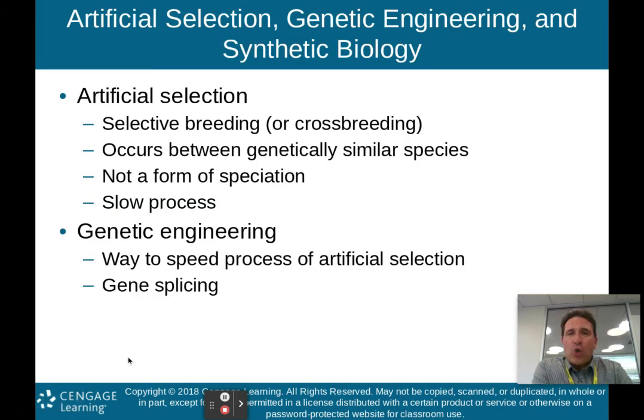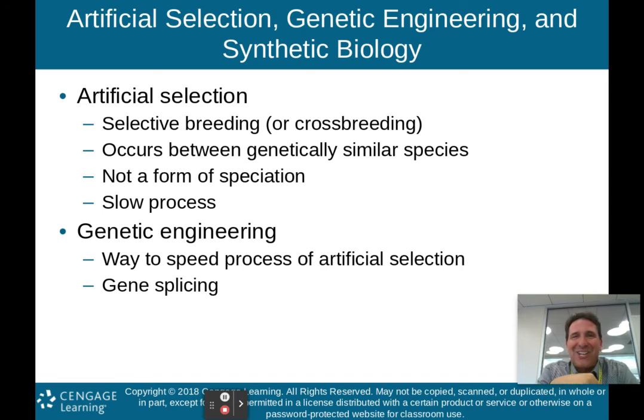All right, so let's now talk about artificial selection, genetic engineering, and synthetic biology. So this is something that obviously has only really been occurring in the last 50 to 60 years. So what is artificial selection? It is selective breeding or crossbreeding. And actually, let me back up. That actually is not true. Crossbreeding has been done since Egyptian times. So I do want to check myself there.